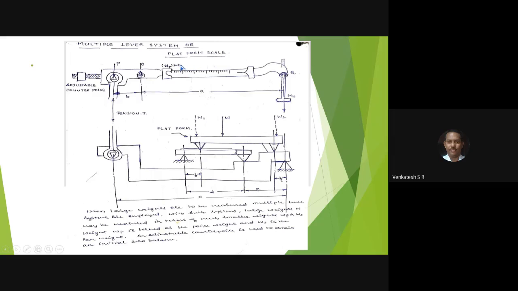And the counterclockwise weights WP and WS, and the tension moving in the downward direction. And next, you know the tension, you know the WS, you know the dimension, and you know the distance A. And tension T into C equals W1 F by T into E plus W into H. So like this, you have to derive the equation for the measurement of unknown force using the platform scale.